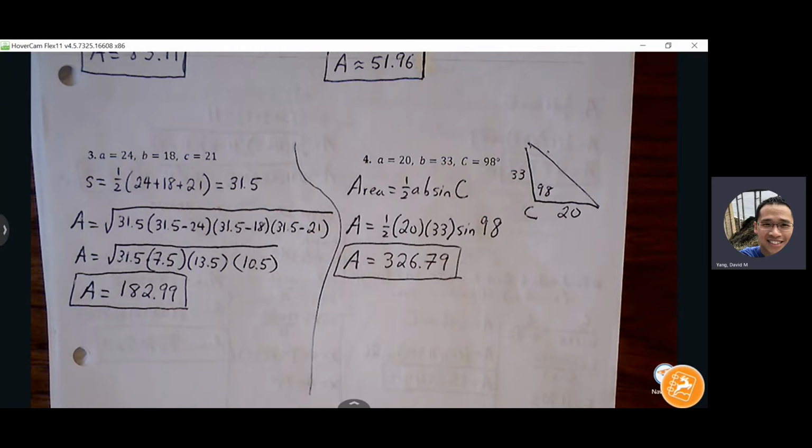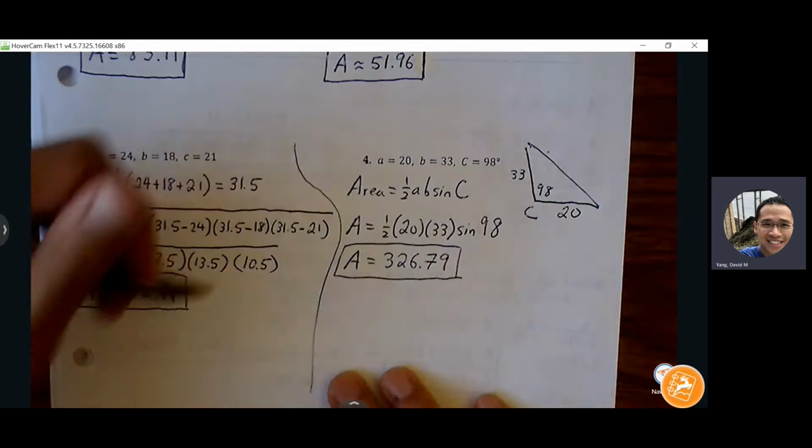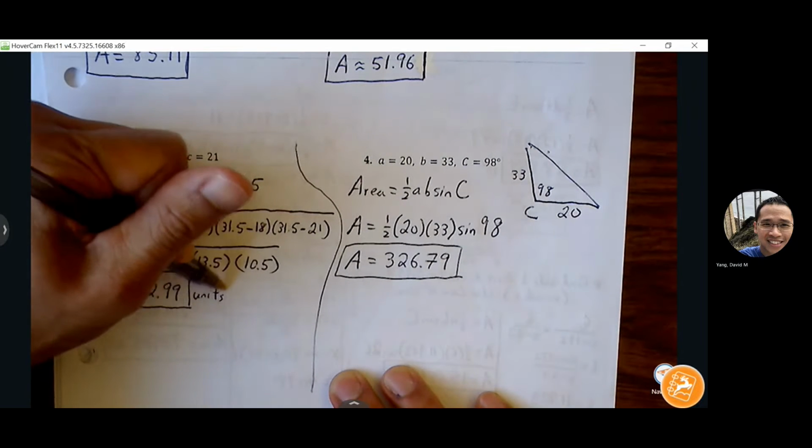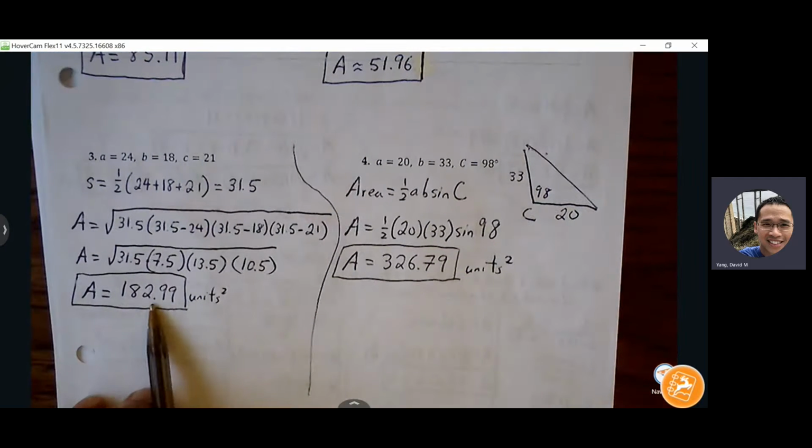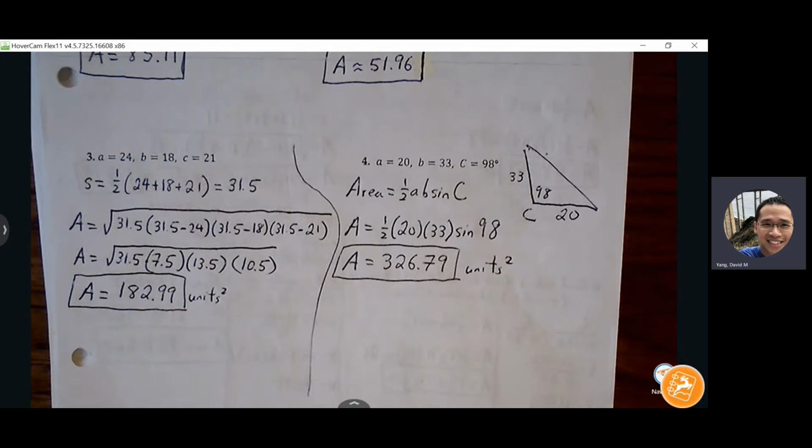Check our answers. Yeah, I rounded to the 100th, but the direction says to the 10th. So 182.9, how about 326.8? All right. Any questions with applying area formulas for side angle side or side side side? Okay.